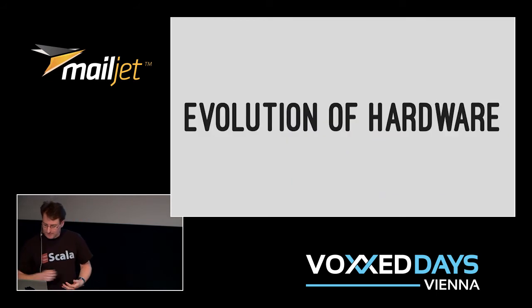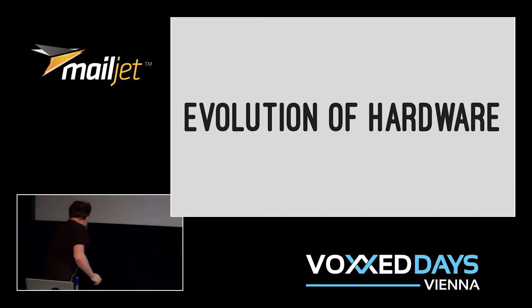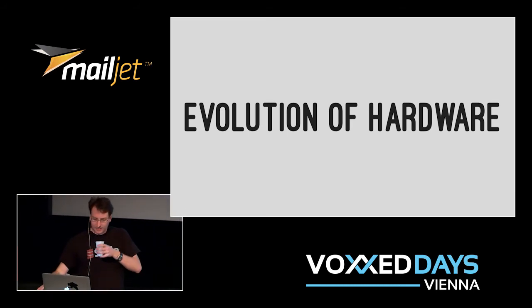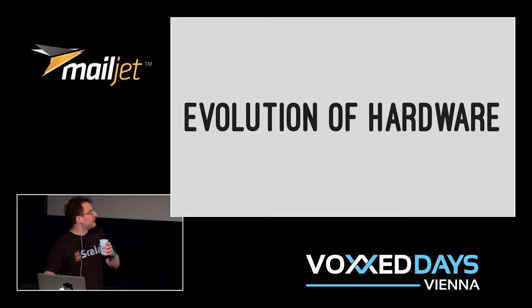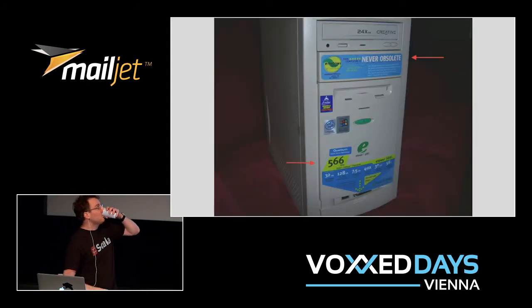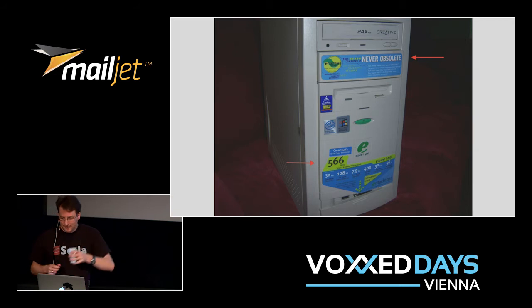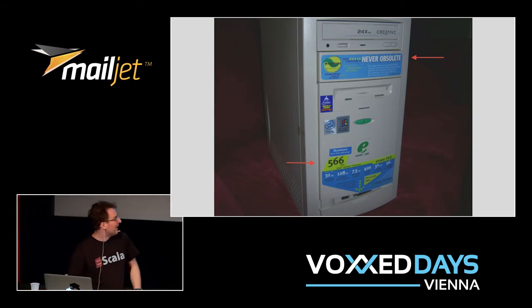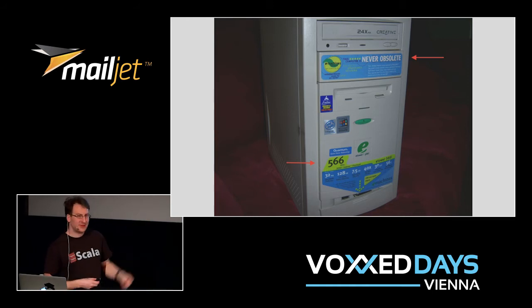So now that I've talked about software, let's talk a bit about hardware, because we cannot talk about evolution if we only look at the software part of things, because otherwise we end up like this. Notice the "never obsolete" part up there, with AOL 5 nonetheless. So I think that's kind of great.